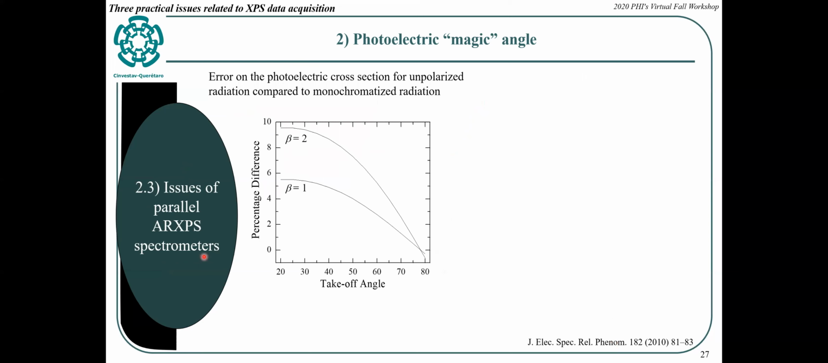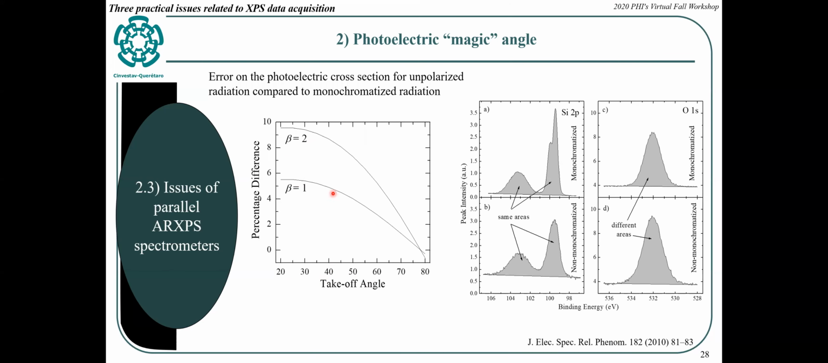So there are some issues with parallel spectrometers because in those spectrometers, the polarization is changing with takeoff angle. So that has to be taken into account to calculate composition. You will get different compositions at different angles if you don't take that into account. So it is not only important for regular spectrometers, but also important for parallel spectrometers.